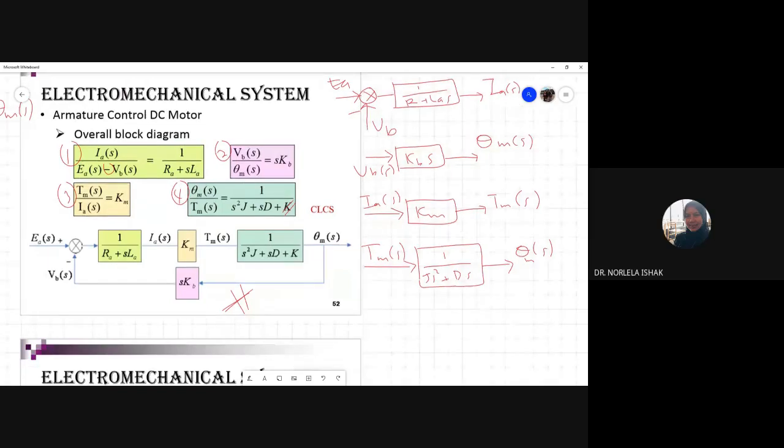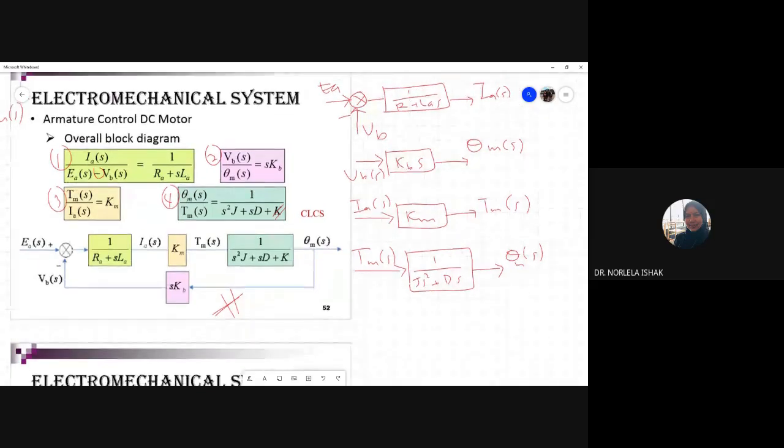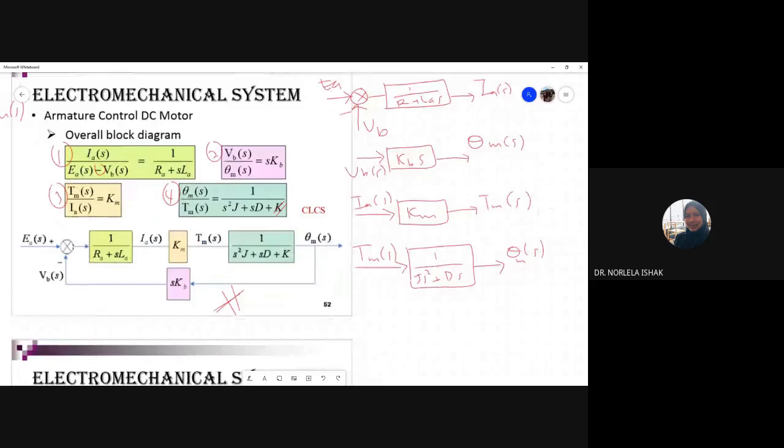Now we have 4 individual subsystems, or individual block diagrams representing the subsystems. From the 4 individual ones, you have to draw the complete block diagram. This is our complete block diagram.